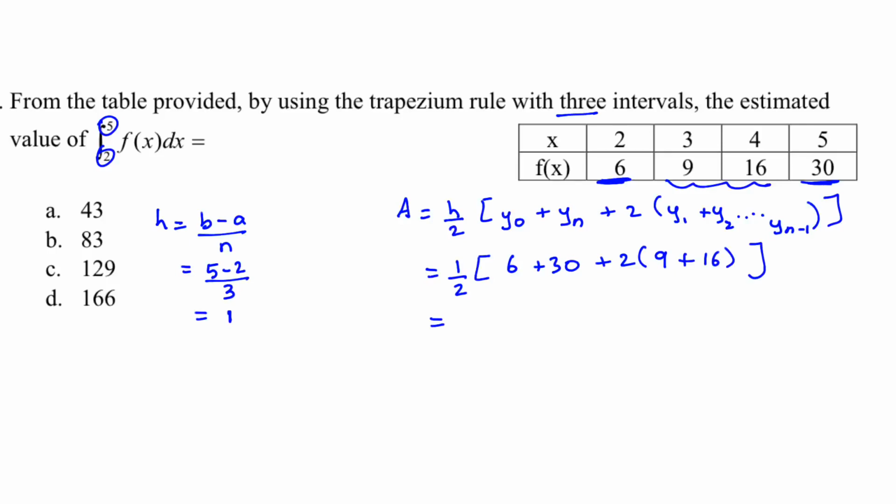And you just have to put it in the calculator. When you do so, you will get 43. Therefore, the answer is A. I have noticed that sometimes children, they do 6 plus 30 plus 2 and then they multiply. That's not the way to do it. It's 6 plus 30 plus 2 multiplied by 9 plus 16. Put it properly in the bracket the way I have written.